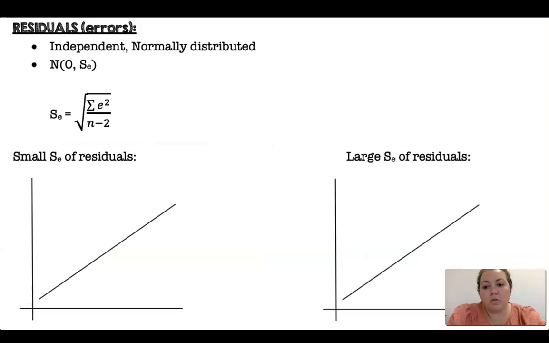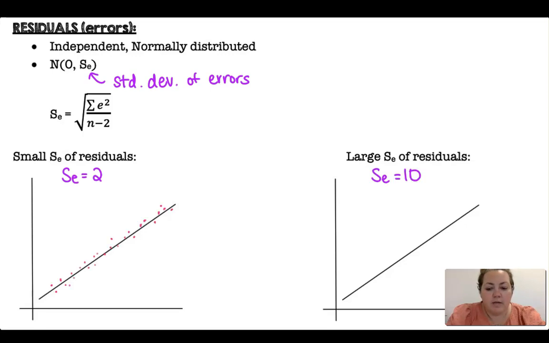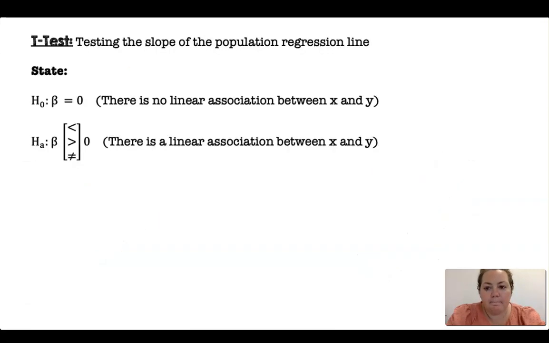All right, our residuals or our errors are independent and normally distributed. This is normal with a mean of 0 and a standard deviation that's equal to the standard error of our residuals. So small residuals, let's say our standard error is 2 versus our standard error of 10. So you can just kind of see what those differences would look like in your scatter plot.